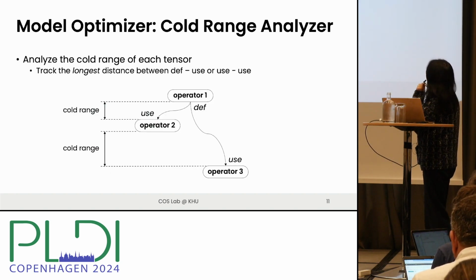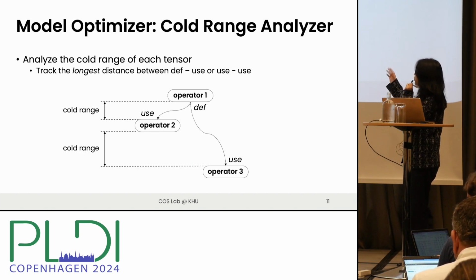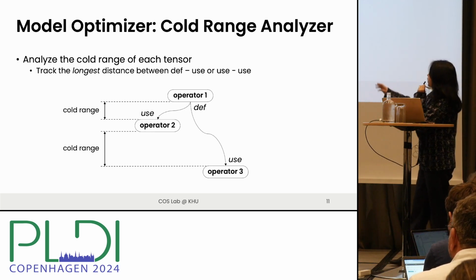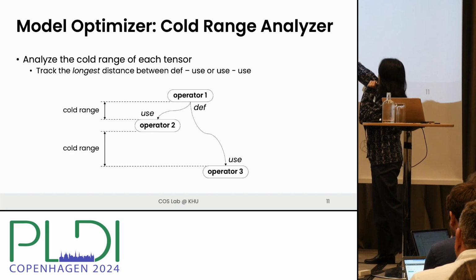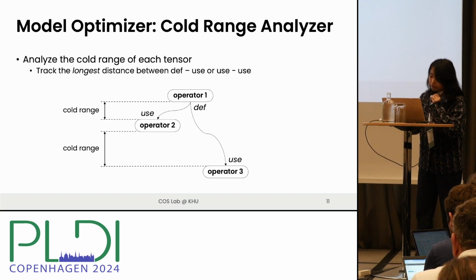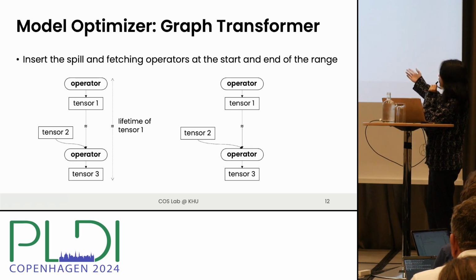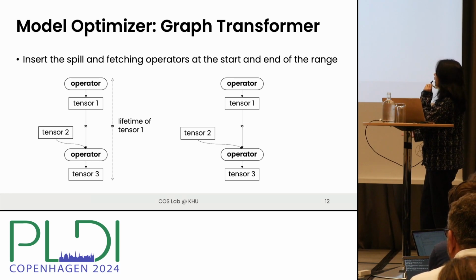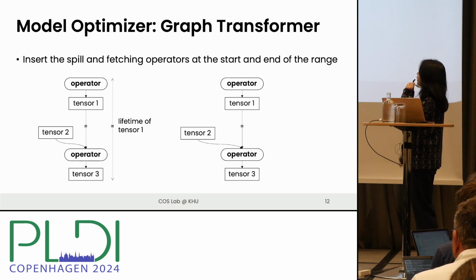So the cold range analyzer analyzes the cold range of each tensor, where the tensor is just stored in memory without being accessed. So it tracks the longest distance between def and use, or use and use from the root of the graph. So based on this analysis result, the graph transformer selects the victim tensor to be spilled and transforms the graph to insert corresponding operators.